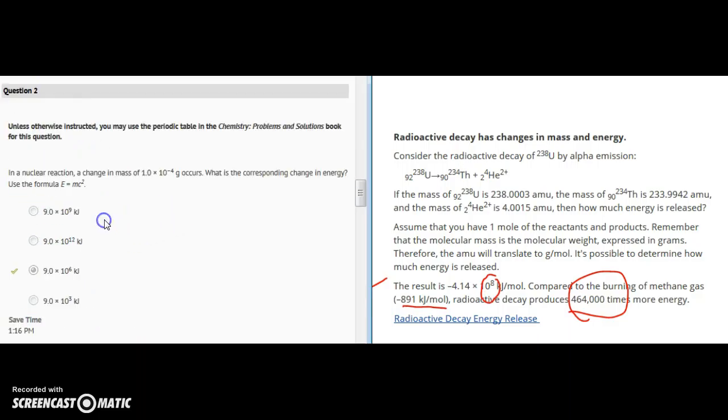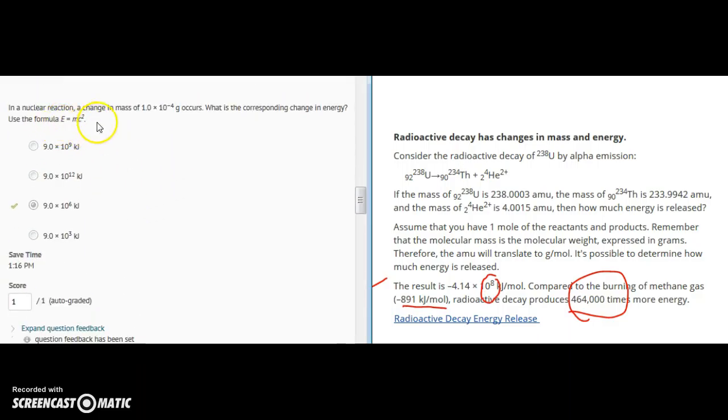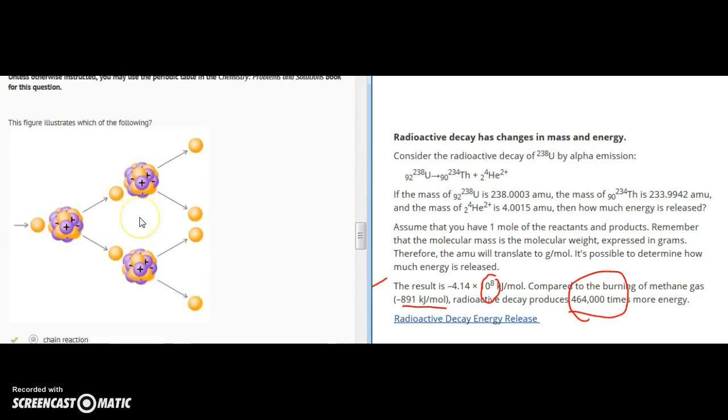So here for the second one, you'll just use the formula E equals mc squared. So you have your mass, the speed of light, and then they want it in kilojoules. So you just need to make sure that you convert into kilojoules, and you should get 9.0 times 10 to the 6th. And as we scroll down here, what does this illustrate?